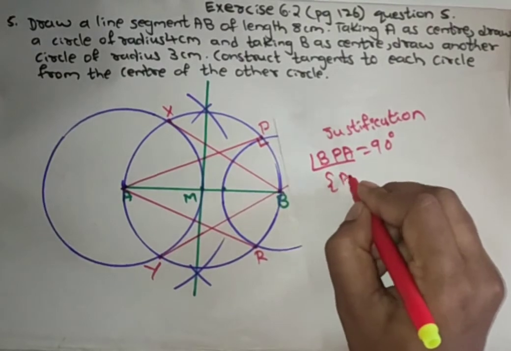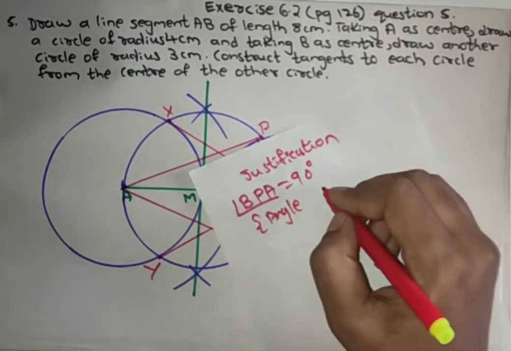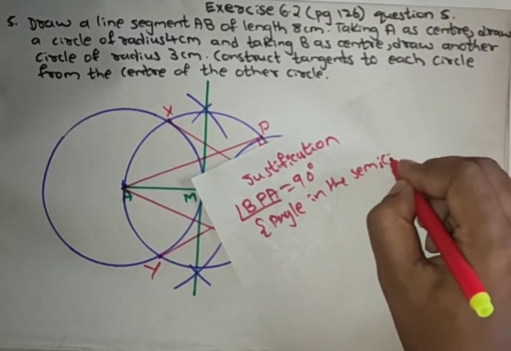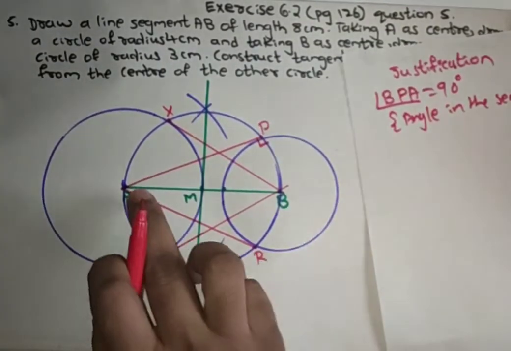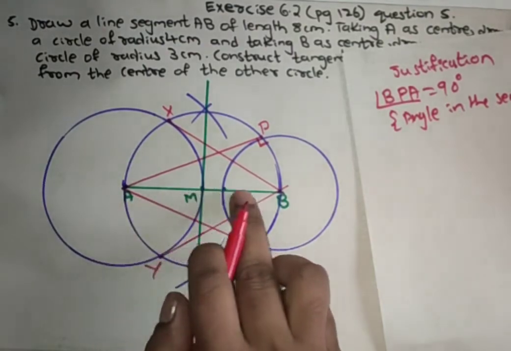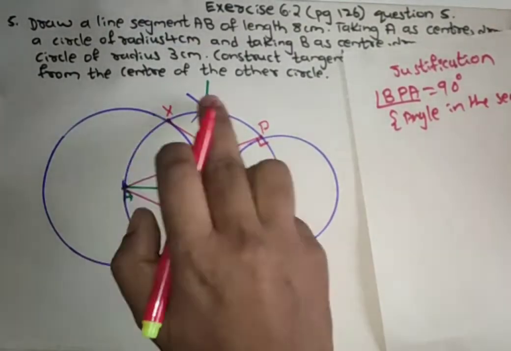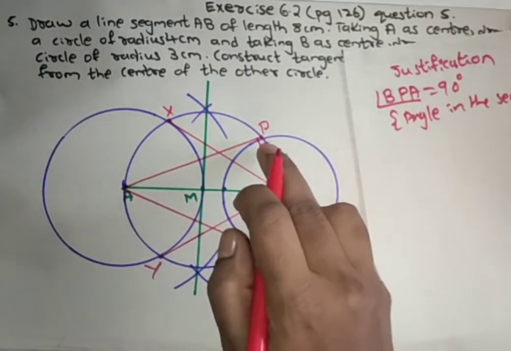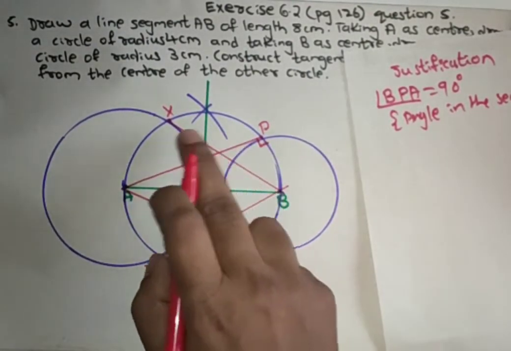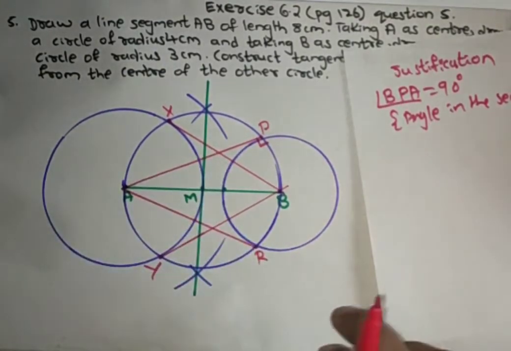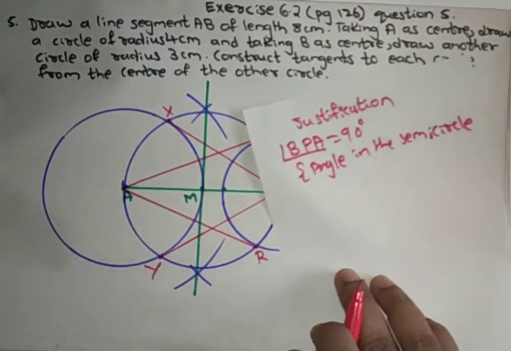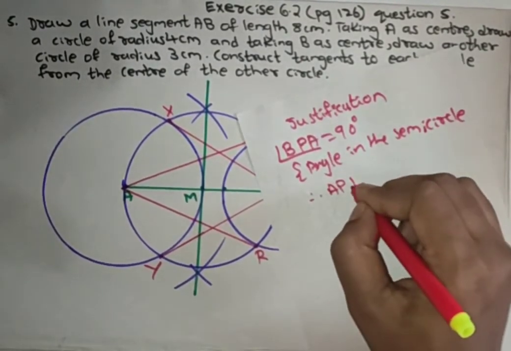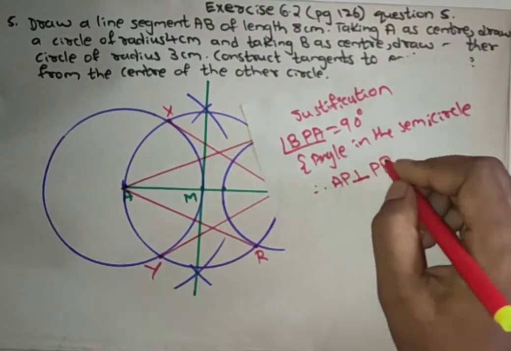Reason we can write: angle in a semicircle. In 9th class you have learnt, no? See, this is semicircle AB, and if you take the arc at X or P, this is a semicircle, this is 90 degrees. Angle in a semicircle, if you remember, students. Therefore we can write AP is perpendicular to BP.